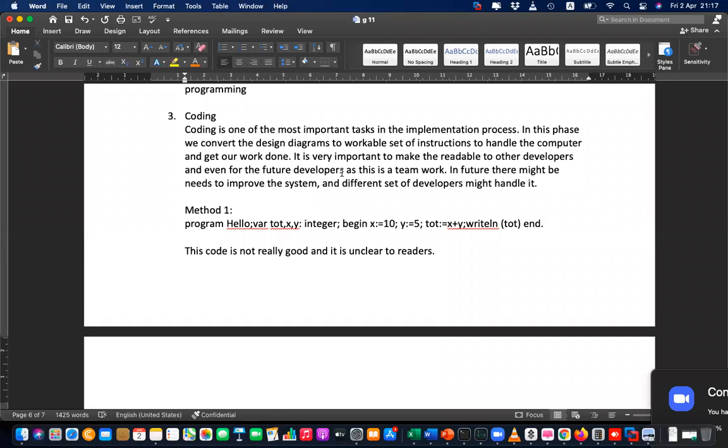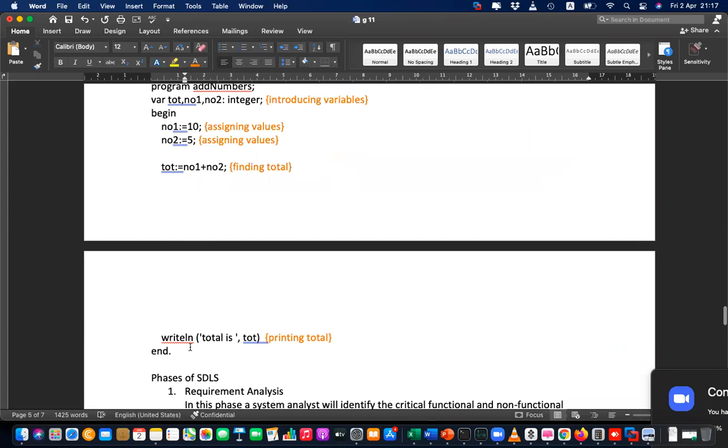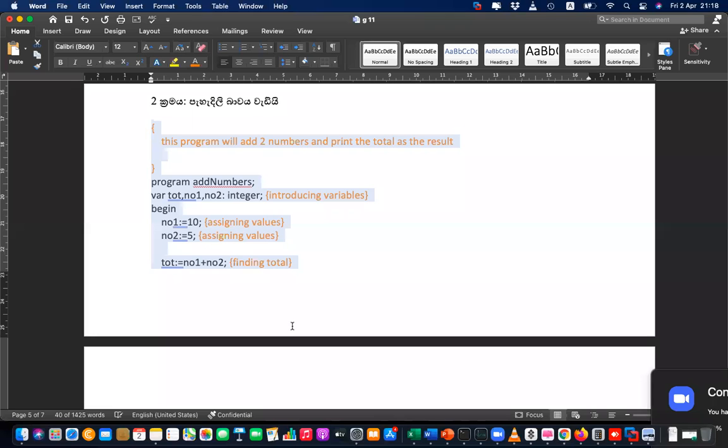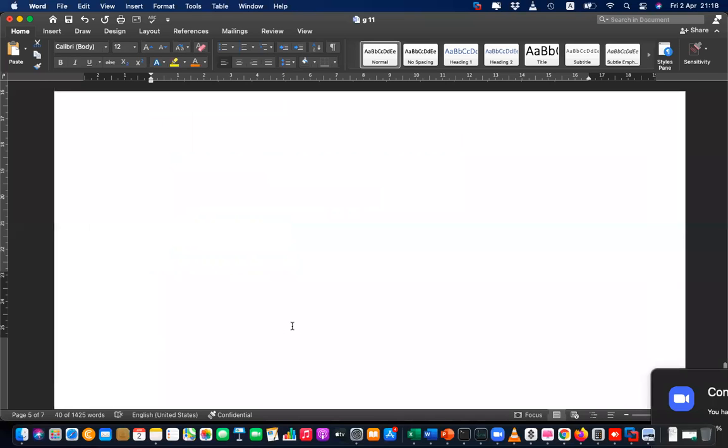Okay, please write the code and explain. This method 1, it's not really good. But if I write a code like this, let's copy the same, right? Now I'm going to write a code like this.